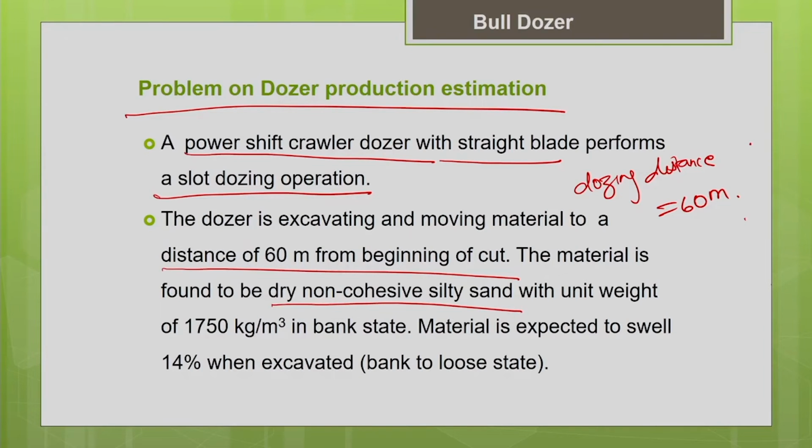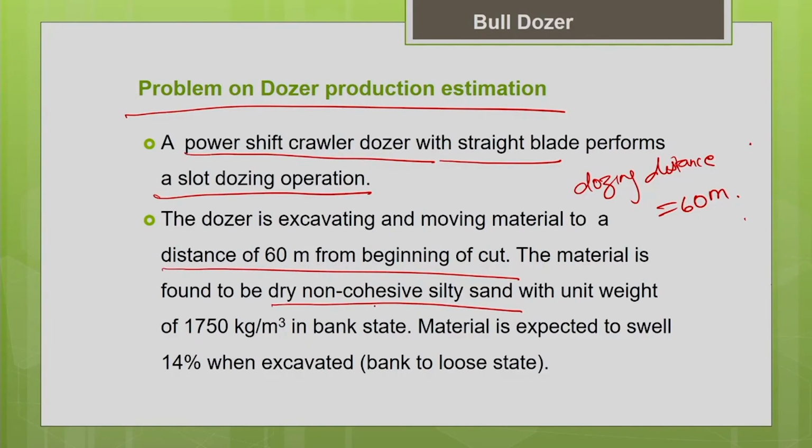The productivity of the bulldozer depends upon the type of the material. If it is cohesive material, it will be easy for the material to roll in front of the blade. In that case pushing will be easier and the blade will have a higher productivity. But in your problem, it is dry non-cohesive silty sand. This kind of material will behave like a dead material. It won't roll properly in front of the blade. So its productivity is likely to be low, that you have to note.